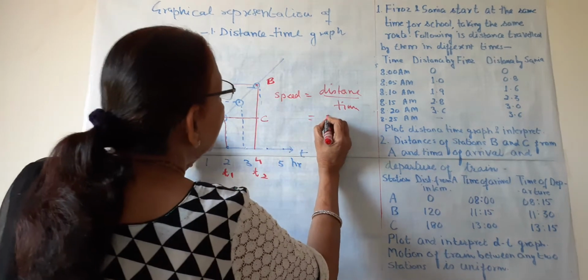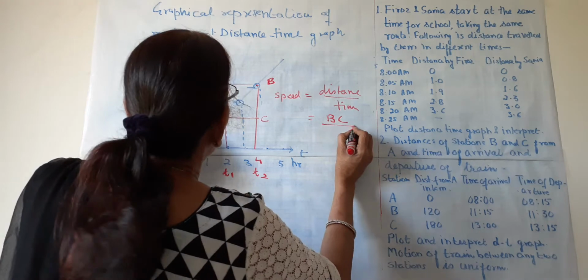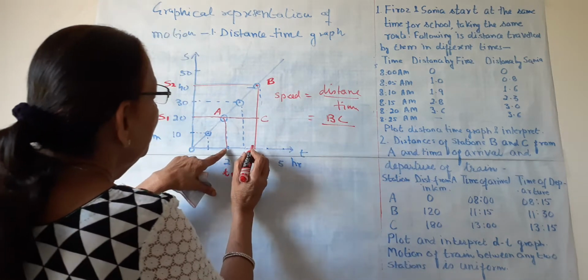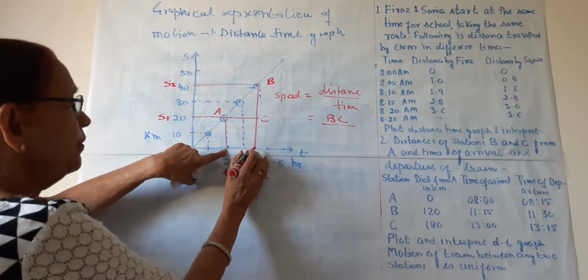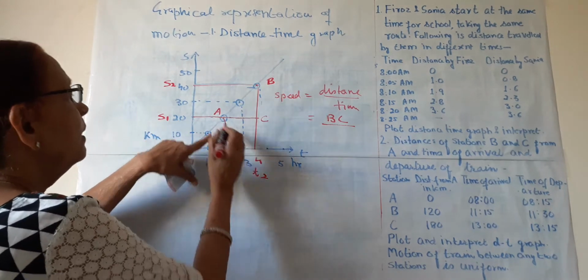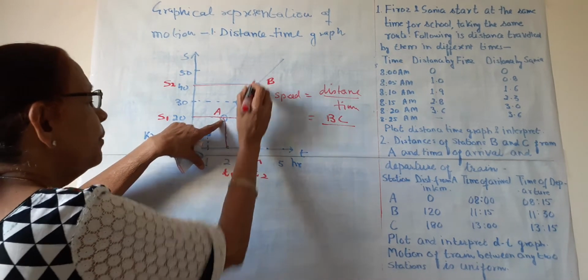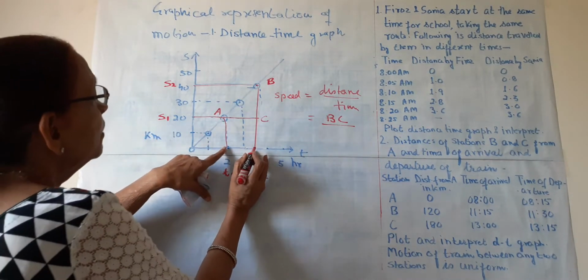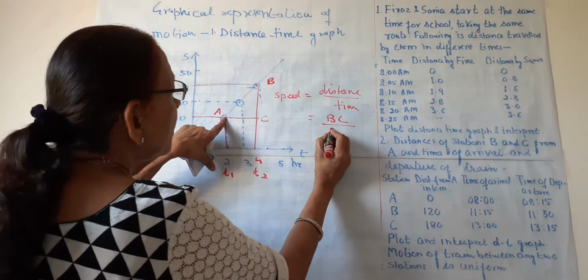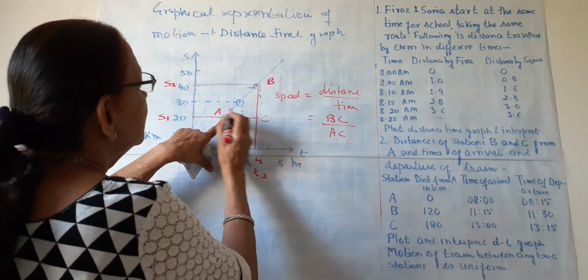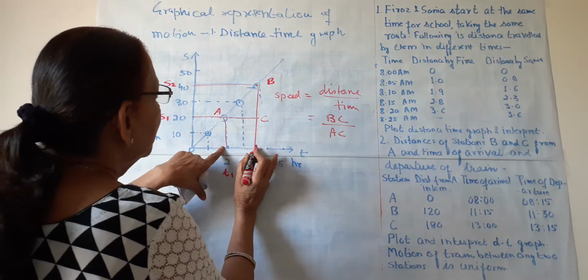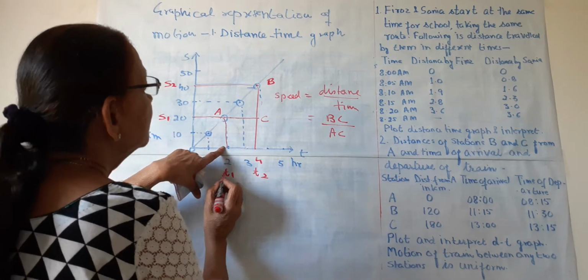So here we can write distance as BC upon time. What is time? Time is this much. In between these 2 points, this body moves from here to here in this time interval. So the time is equal to AC. This is AC, or we can say T2 minus T1.